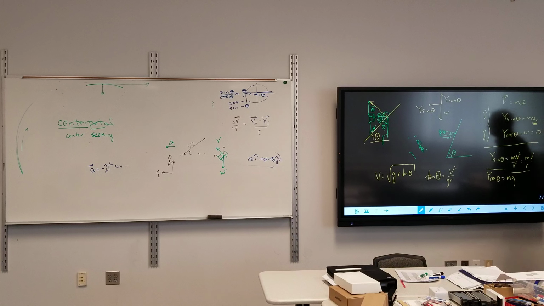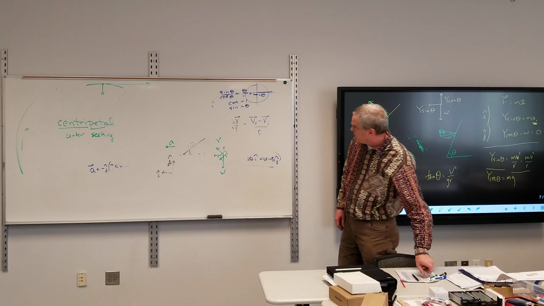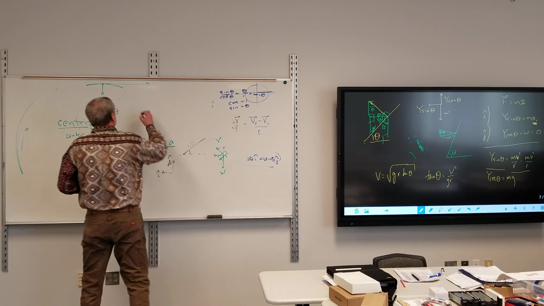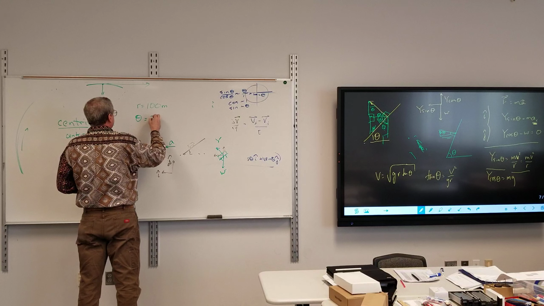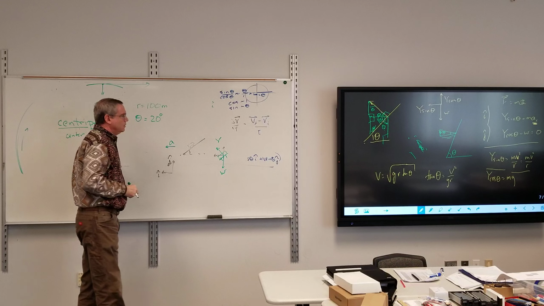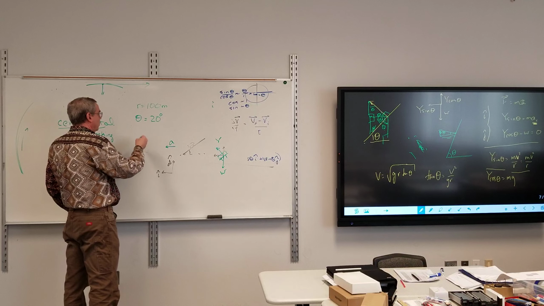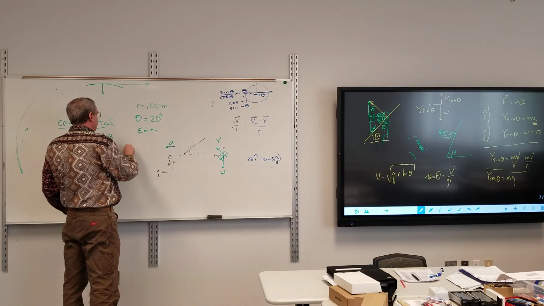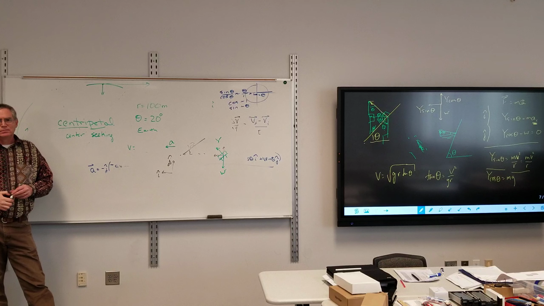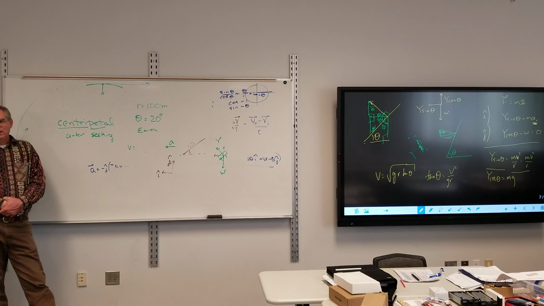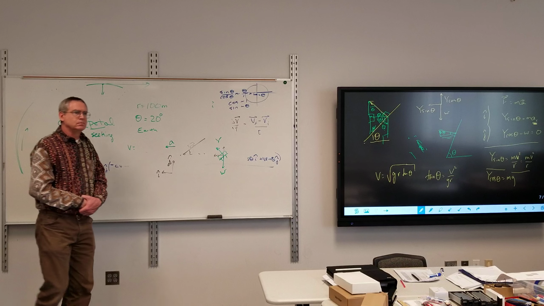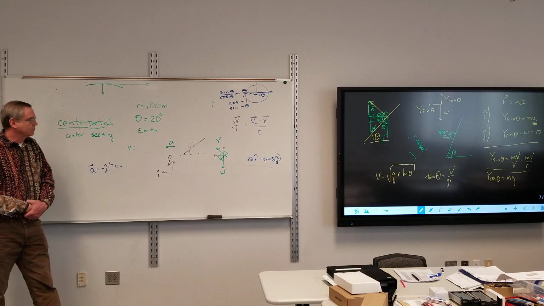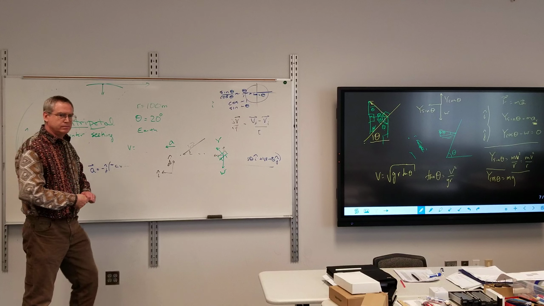So this would be the ideal. Let's just do a quick plug and chug here. Radius of curvature is 100 meters. And the bank is, we'll just say, 20 degrees. We're on Earth. What is that optimum speed to take it? I got 46.82 meters per second.